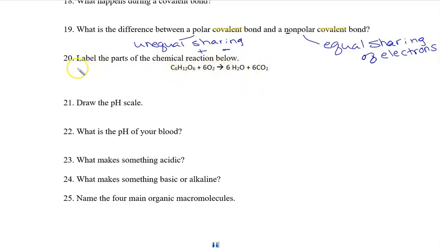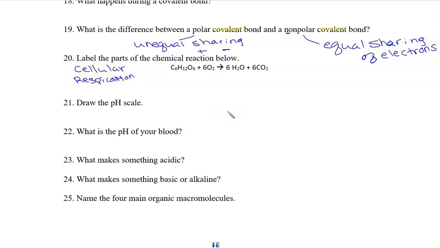This is called cellular respiration. It's how we make our ATP energy. I can't spell all of a sudden. Cellular respiration. It's going to be how we make our energy.